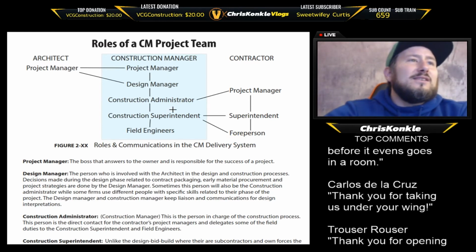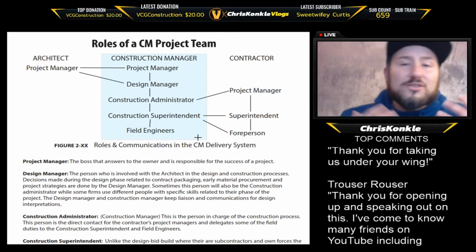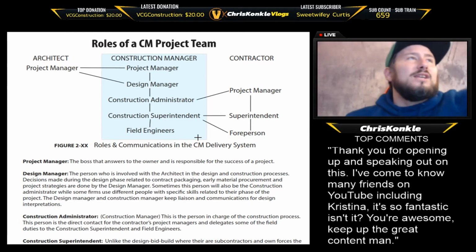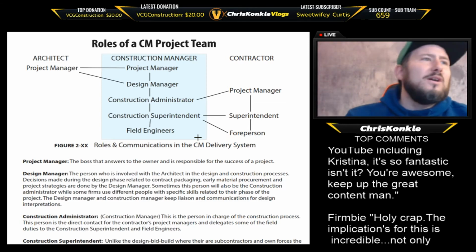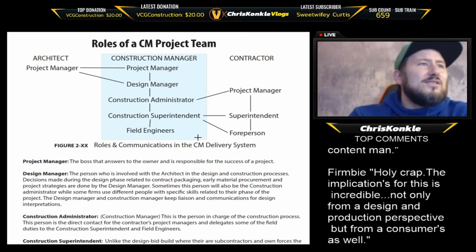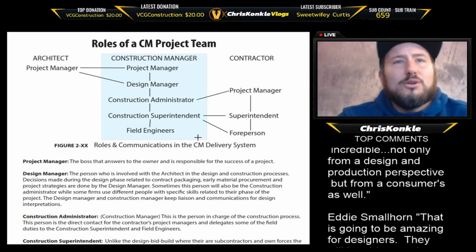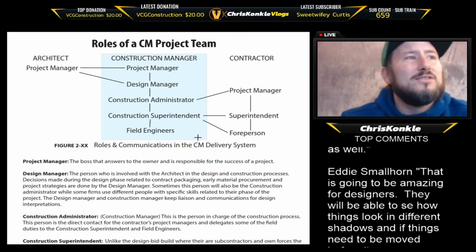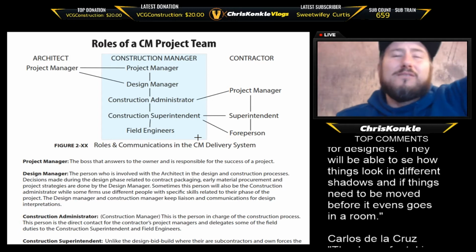The design manager is the person who's involved with the architect and in the design and construction process. The design manager would be the liaison for the trades to the architect. So I got everything nicely neat. Hopefully you guys can read this, but decisions made during the construction phase related to contract packaging, early material procurement, and project strategies are done by the design manager. Sometimes this person will also be the construction administrator, so they'll combine roles, depending on what phase of the construction project.